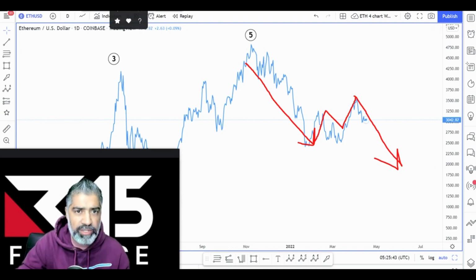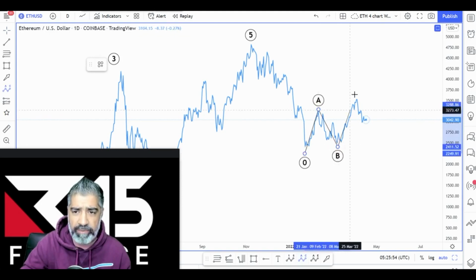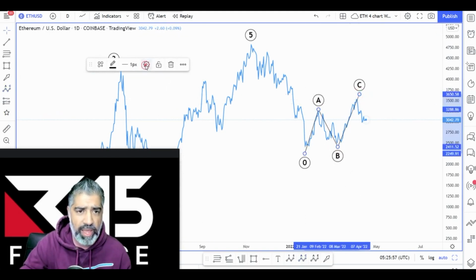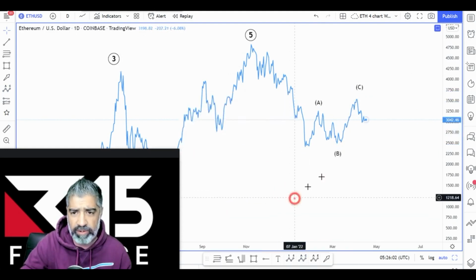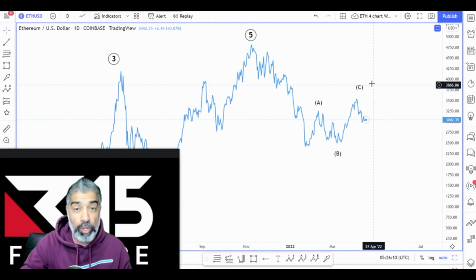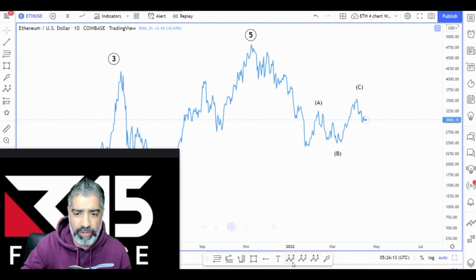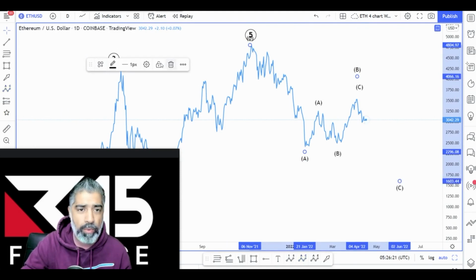So now let's draw these labels. Let me clear this. First of all, let's draw the label on the intermediate count, A, B, C. I'm just going to label that as intermediate. Hopefully that's making sense. We're using A, B, C here, and A, B, C here. What do we anticipate to happen on a macro, as in the larger degree? We're seeing this part as an A and a bigger degree B, and then we should anticipate one more move to the downside.